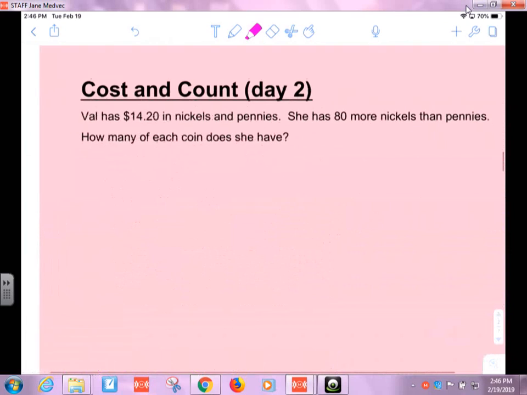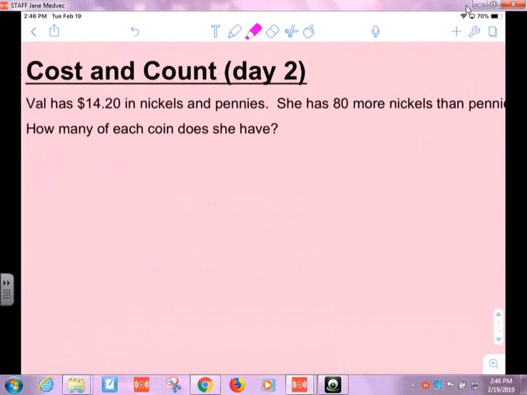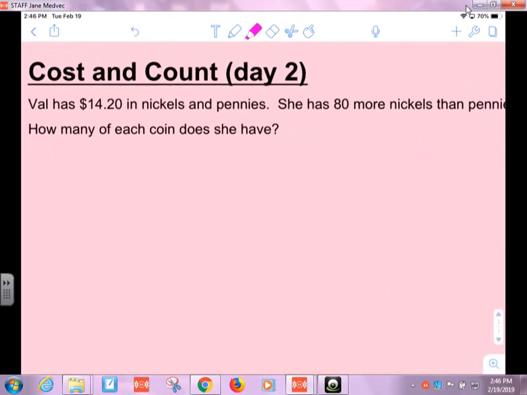What we're going to do today is look at cost and count, but we're going to look at day 2. So the first thing we're going to do is read the question. And you can look at the steps. You should have had that in your notes from yesterday, so make sure that you look at that list as you're solving the problems. First of all, Val has $14.20 in nickels and pennies. She has 80 more nickels than pennies. How many of each coin does she have?